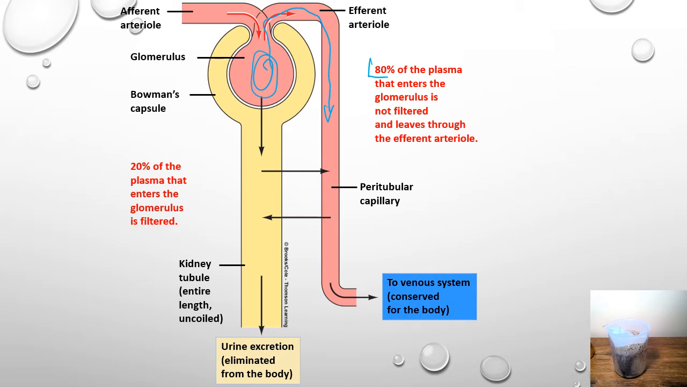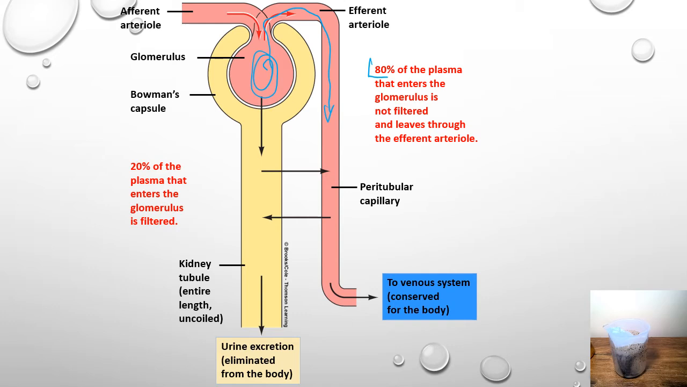So 80% or so of the plasma that entered the glomerulus is not actually filtered that particular time through. And so it's going to continue on later on, but it's not going to be filtered out within that first component that's there.